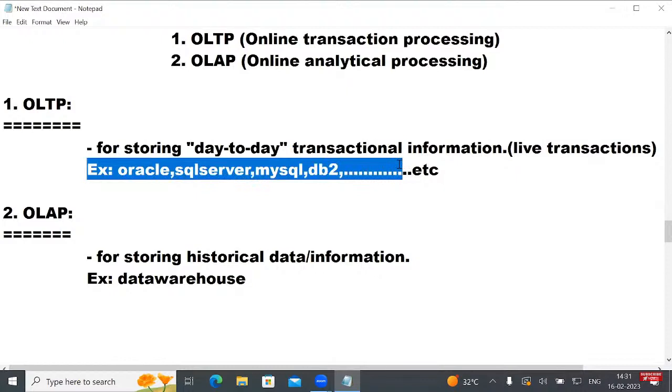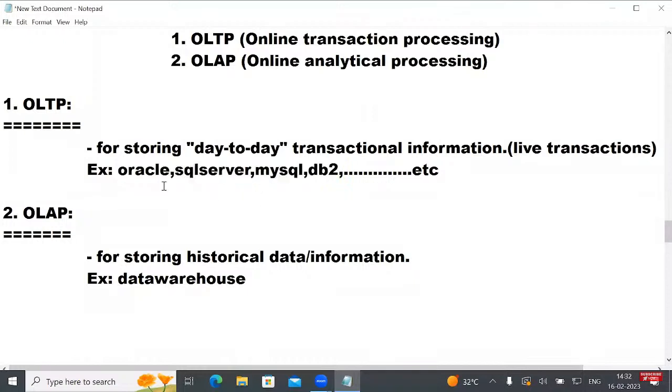But nowadays, so many software names we hear: Oracle, SQL Server, MySQL, DB2, Sybase, Informix, Ingres, Teradata, PostgreSQL. These are all called database software, and these database softwares come under the OLTP database category. Industry people use these databases for storing their day-to-day transactional data. That is one of the best examples: Oracle, SQL Server, MySQL, DB2, etc.